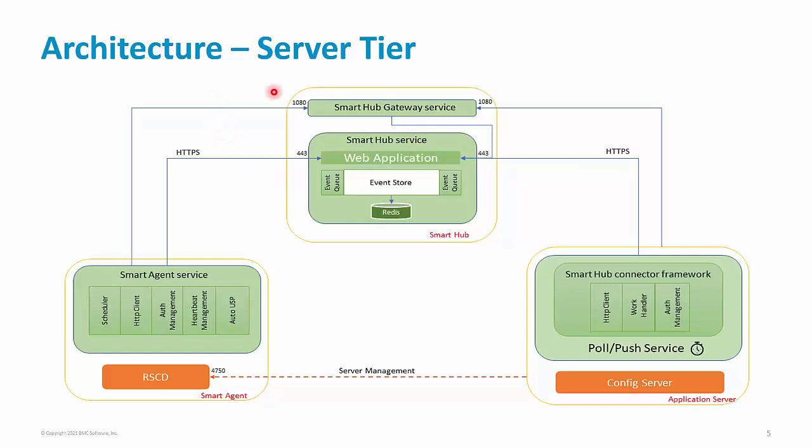The Smart Agent service will share the request to the Smart Hub. The Smart Hub will store all these requests in its database, and then the application server push-pull service will pull these requests from the Smart Hub DB to update it in the application server. This completes the architecture. Now let's move to the demo part.